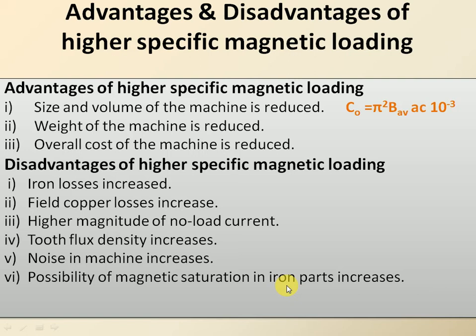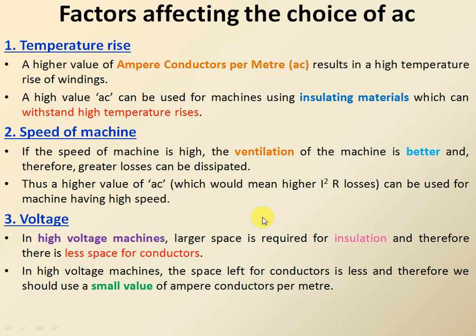Next, we are going to study the factors which are affecting the value of specific electric loading, which is usually represented as small AC. The first factor is temperature rise. If you are choosing a large value for AC, all of you know the relation for AC is actually Iz into Z divided by pi d. So if the value of AC is large, it clearly indicates that a large value of current will be flowing through the conductors, which will result in large losses. Consequently, large temperature rise also occurs.